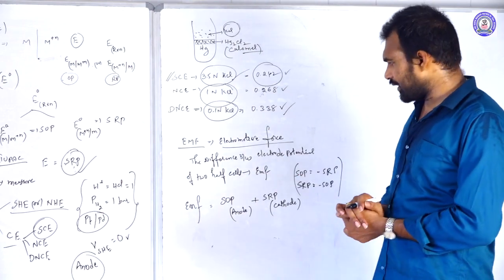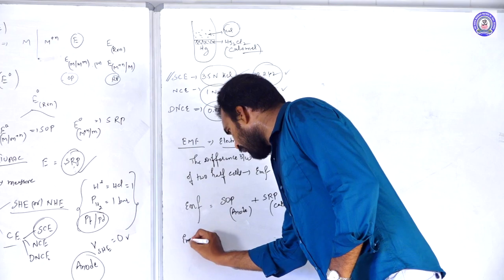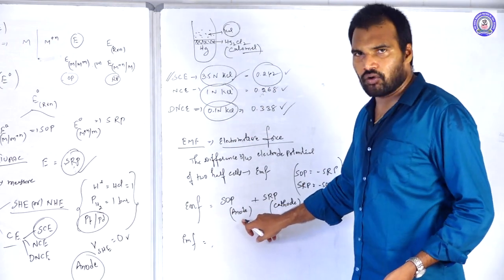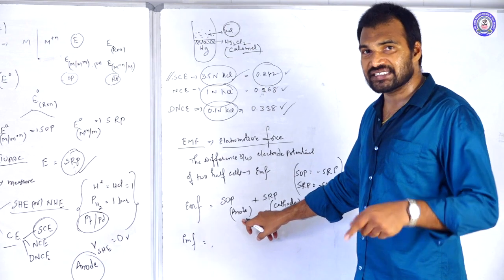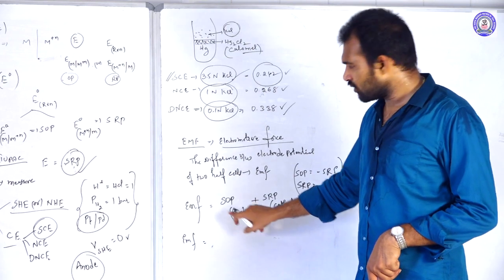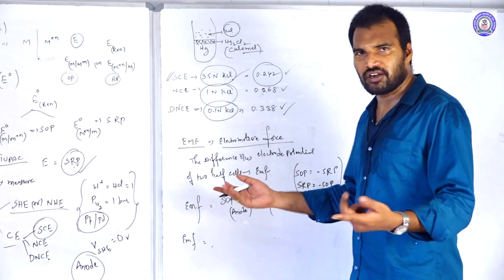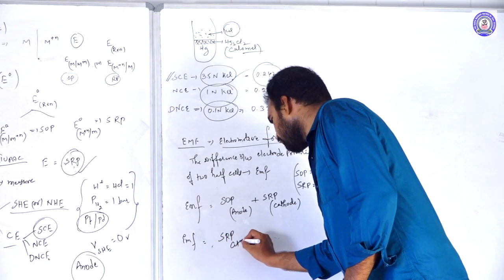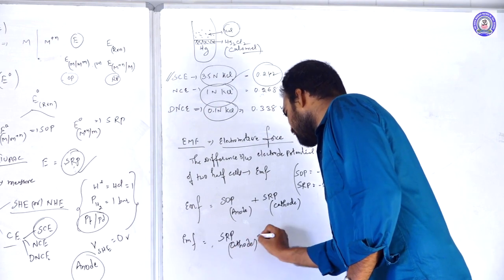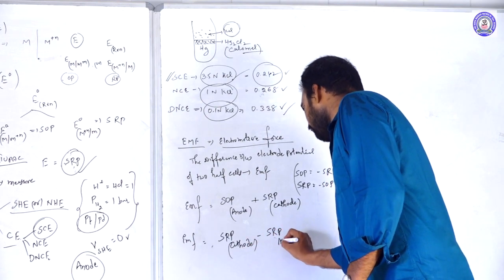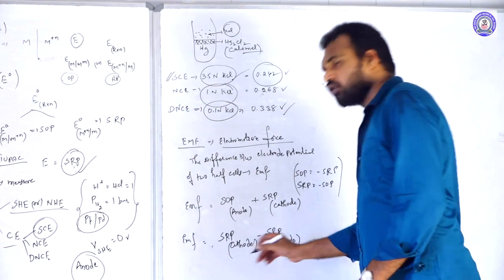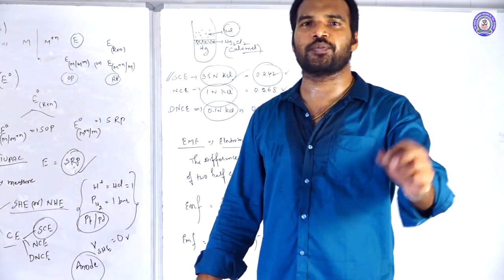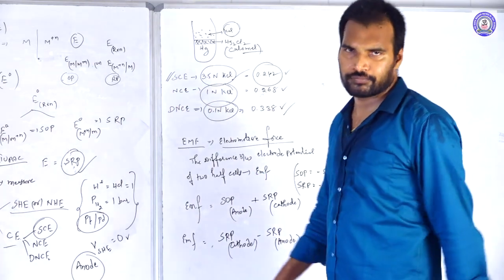Now based upon that, I am modifying the above formula. In place of SOP of anode, we can write minus SRP of anode. This is a minus term and this is a positive term, so I am modifying it as SRP of cathode minus SRP of anode. So if the SRP values of both half cells are given, the formula is SRP of cathode minus SRP of anode.